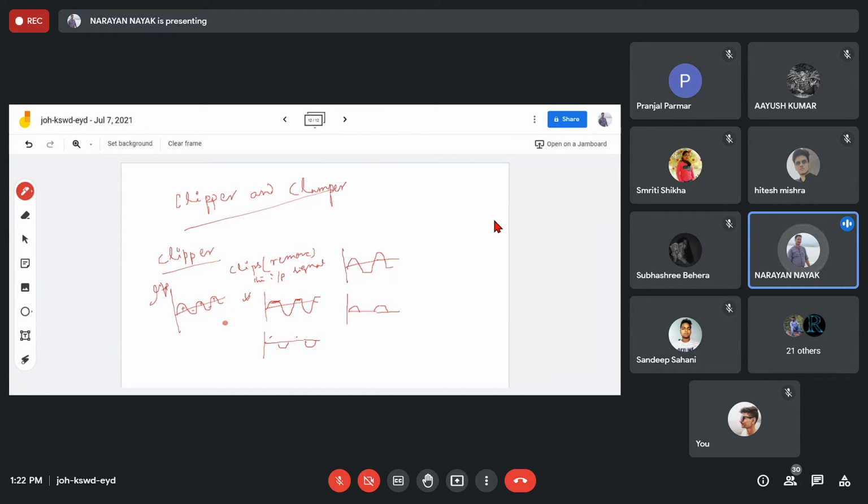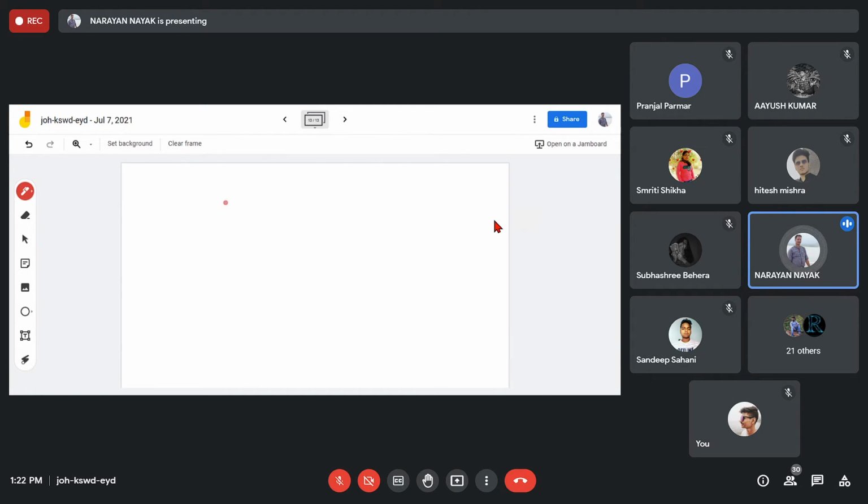Understood? So generally there are two categories of the clipper. One is series clipper, second one is parallel. And we are telling that one is positive clipper, and negative clipper.